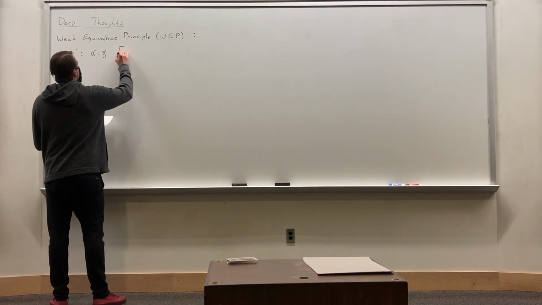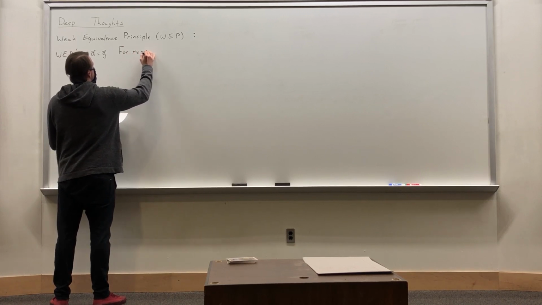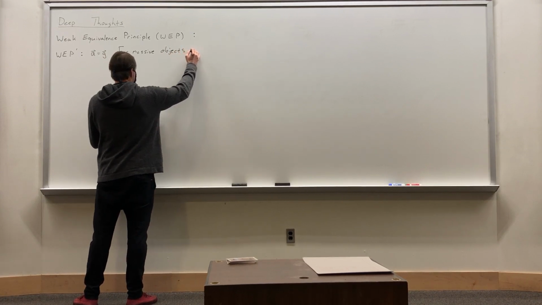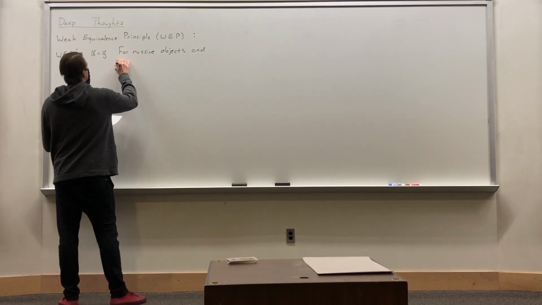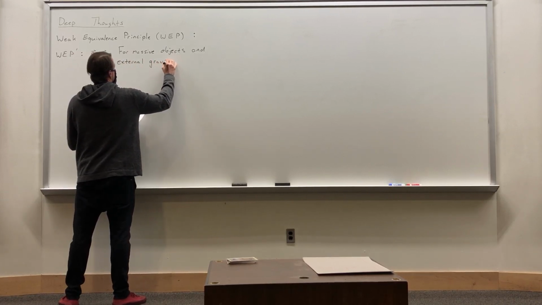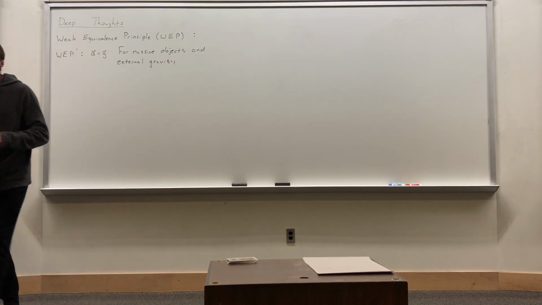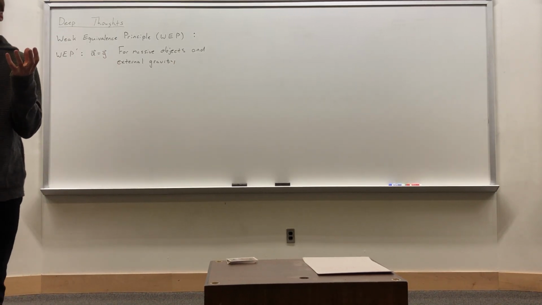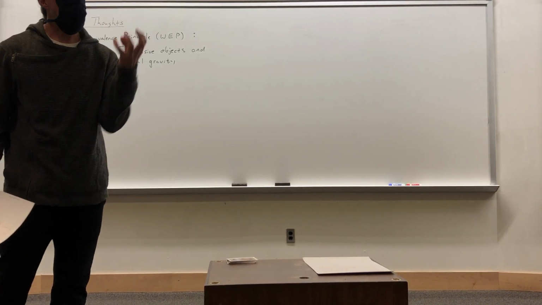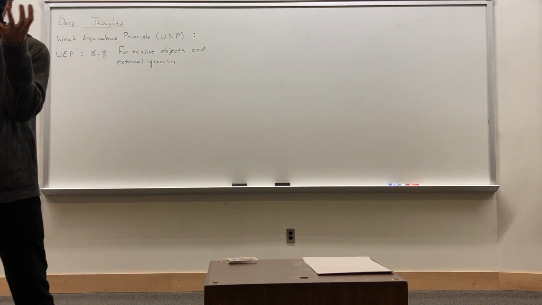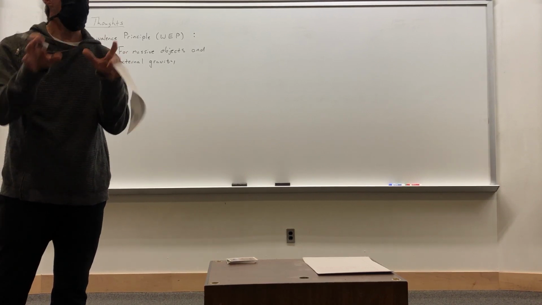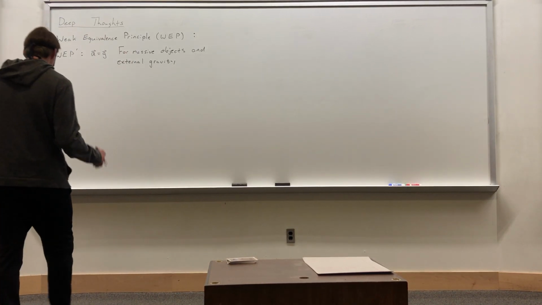So here we go. For massive objects and external gravity, and by external gravity I mean I'm taking an object and I'm considering the gravitational pull of an external object. I'm not talking about the gravitational self-interaction of a mass. So we have a ball, it's made of lots of little atoms, each of them have a mass and they're attracting each other. We're not including that as part of the story. This is just an external gravitational force.